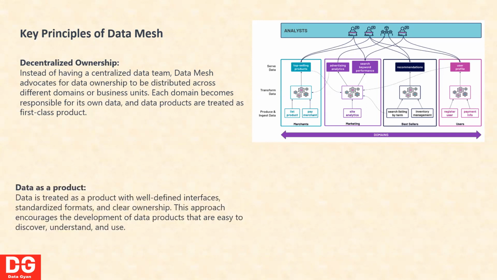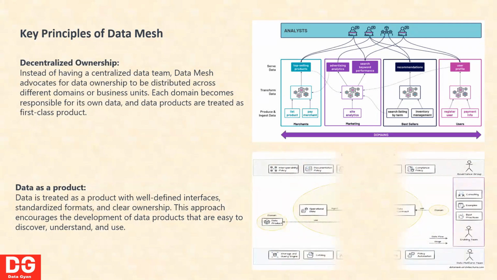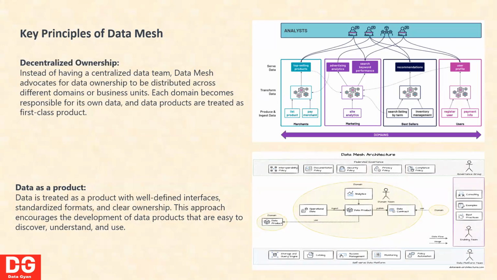Second principle is data as a product. They are treating the data as a product with well-defined interfaces, standardized formats, and clear ownership. This approach encourages the development of data products that are easy to discover, understand, and use. This is how it looks.